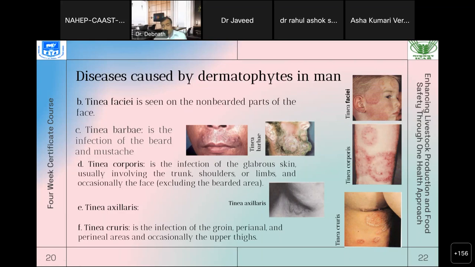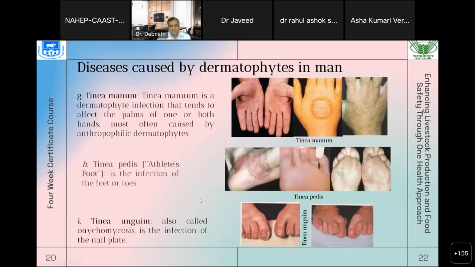Then tinea axillaris is also there, when it is in the axillary region. Tinea cruris is also there, when the infection involves the perianal or perineal region or upper thigh region. The pictures are also there. You can see very well different kinds of tinea which is present in man.